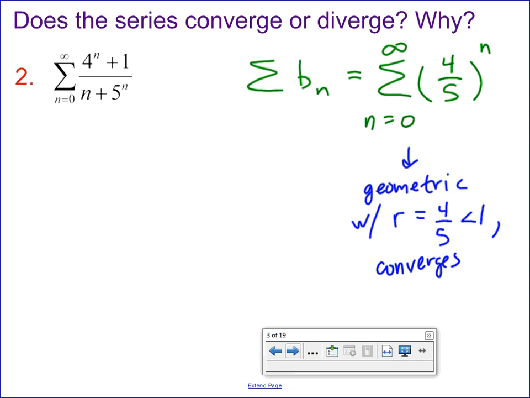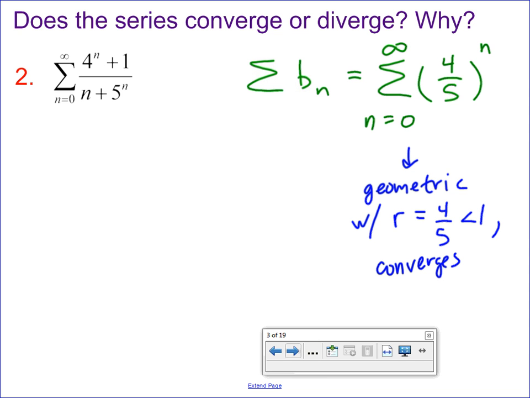It's not geometric. However, we could compare it with this known series, right? The sum of b sub n. Is my original less than or greater than our b series, our known series?